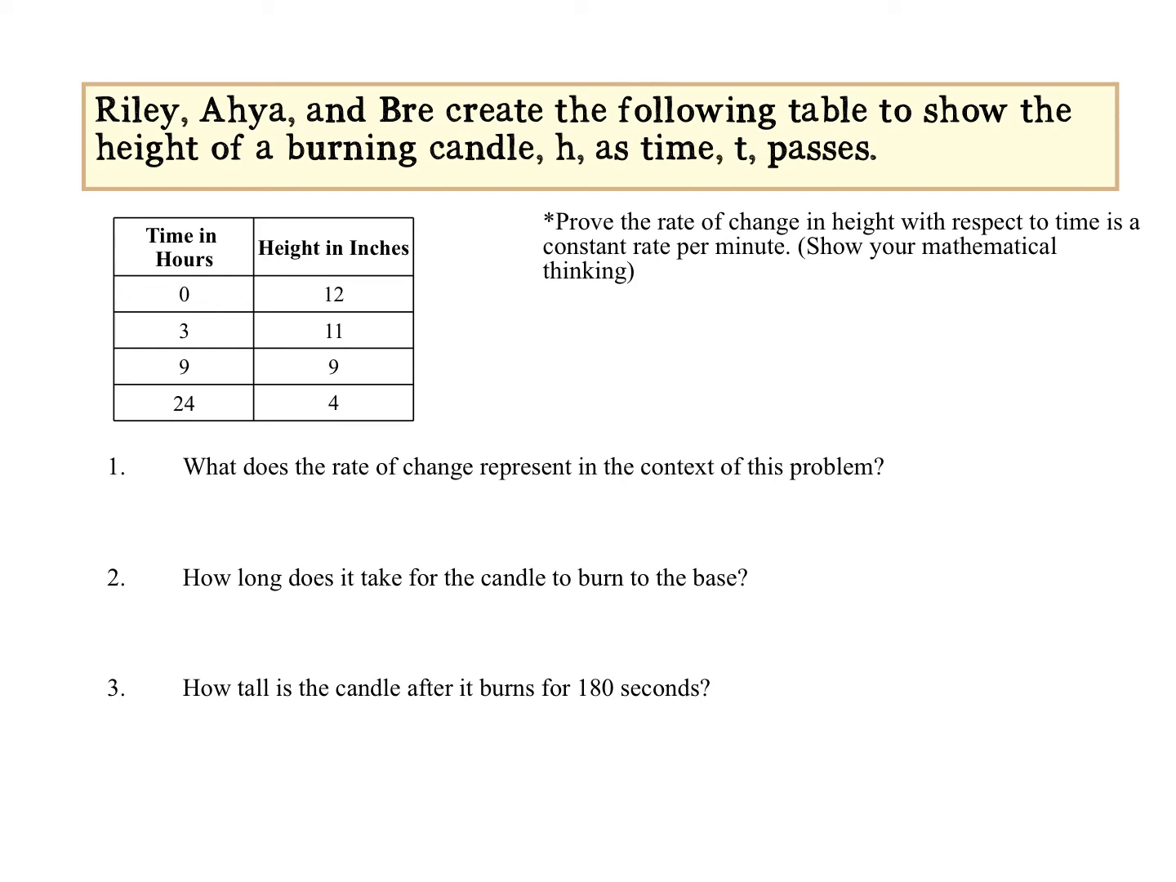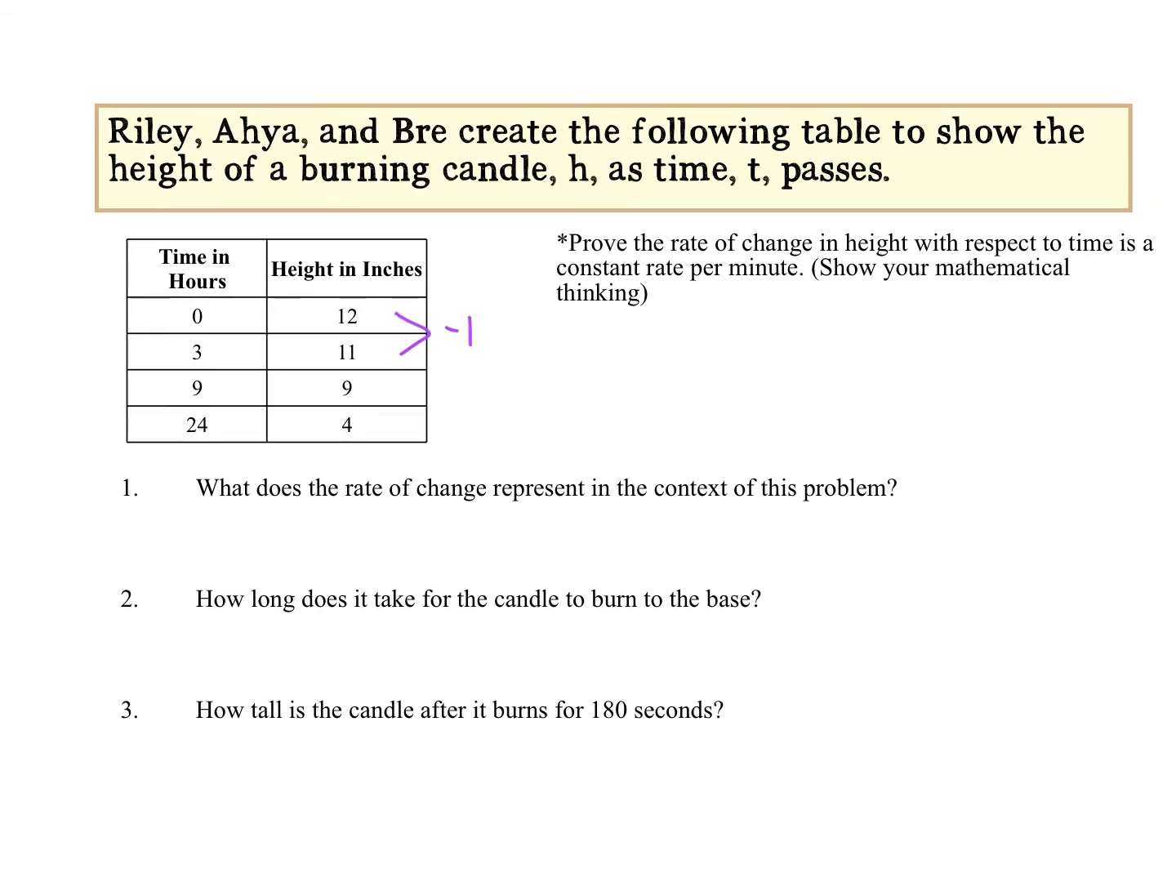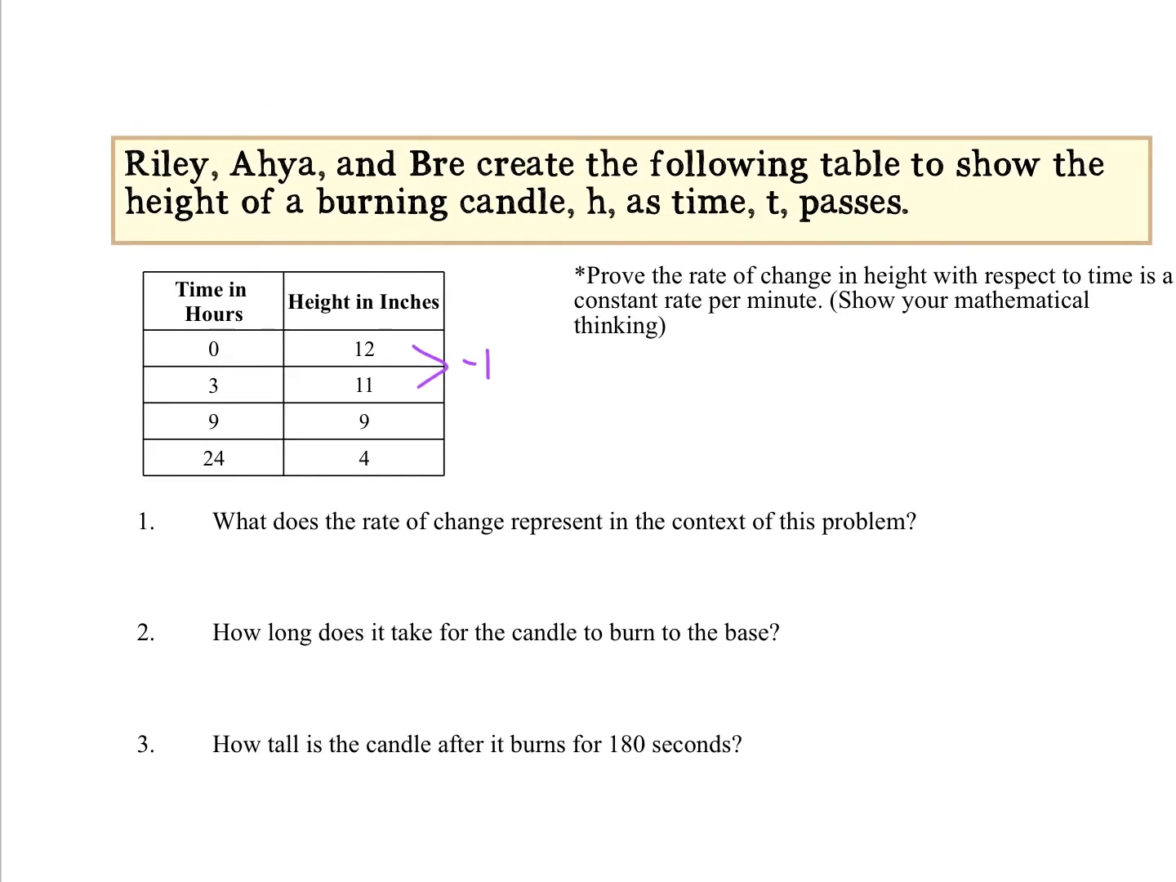Alrighty, so we have a candle that's burning, and we can see its height over the course of time. So first of all, we have to prove that the rate of change is constant. So I need to make sure that it's increasing or decreasing by the same amount over the same amount of time. So here it's going down 1 over the course of 3 hours.